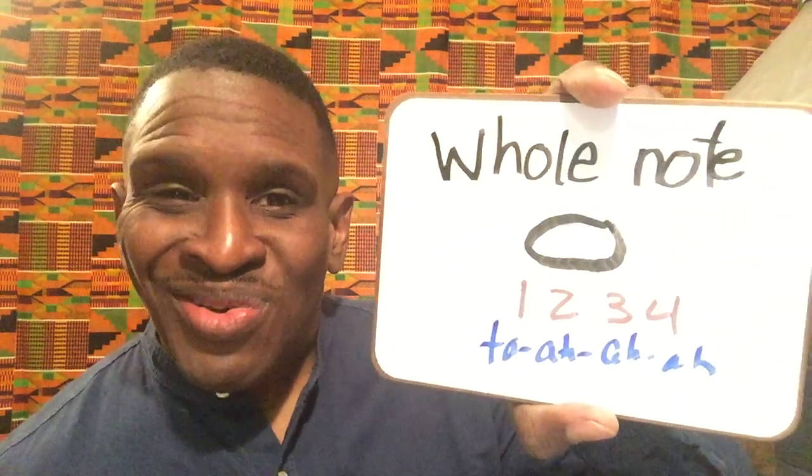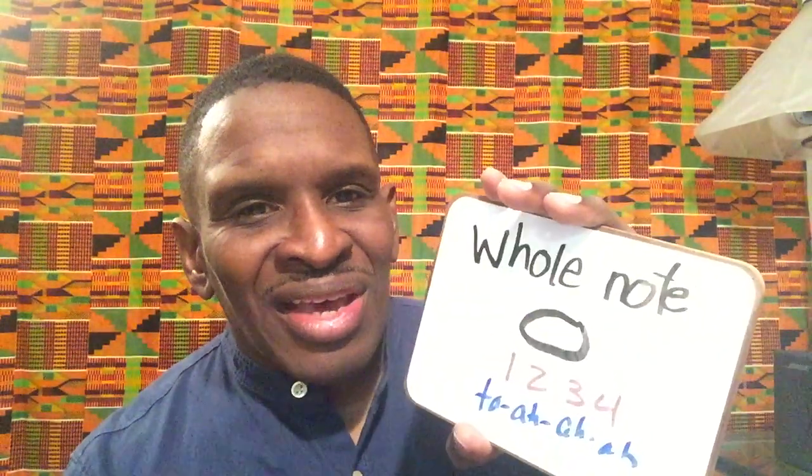And then you're done. If you have your booklet of staff lines, please get that out and draw at least 4 whole notes on your staff lines. Don't forget to write whole note at the top of the page. Okay? Let's go on to half notes.